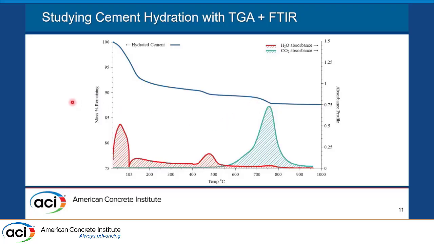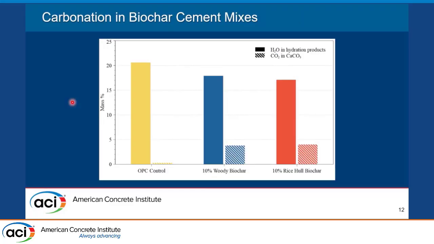For biochars, we're able to separate out both the gases that are decomposing and also subtract out what is attributed to the biochar itself decomposing. And using those measurement techniques, we're able to see that the biochar pastes are hydrating slightly less than a normal cement. This makes sense a little bit. We're replacing 10% of the cement mass, so we expect a little bit less chemically bound water in that hydrated paste. But we're also seeing quite a bit of calcium carbonate formation.